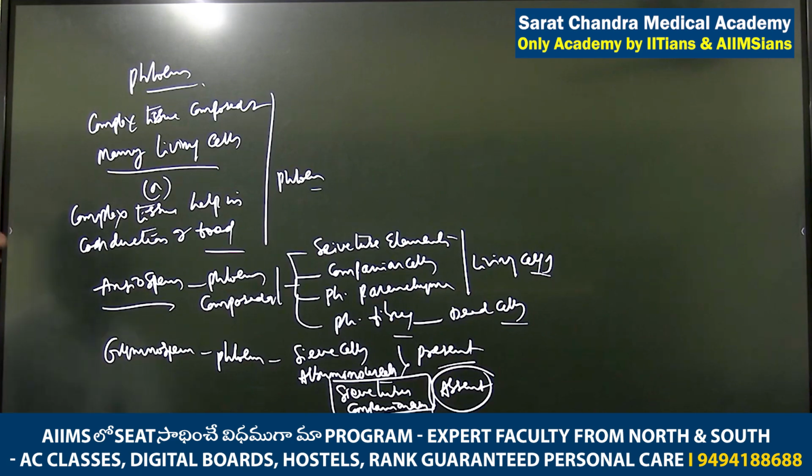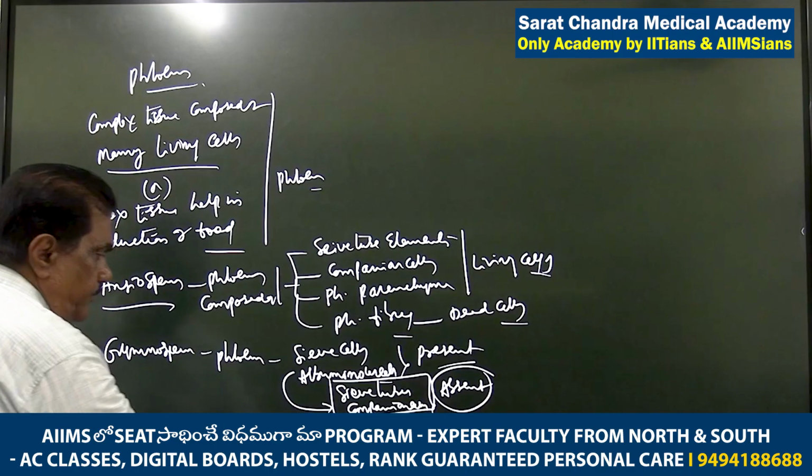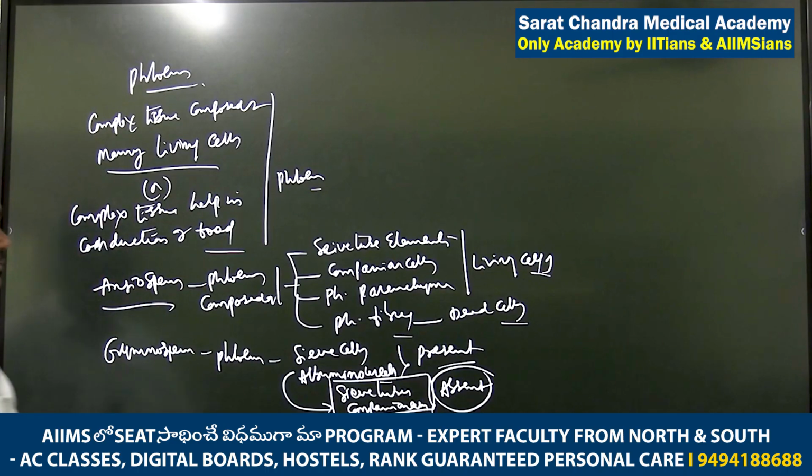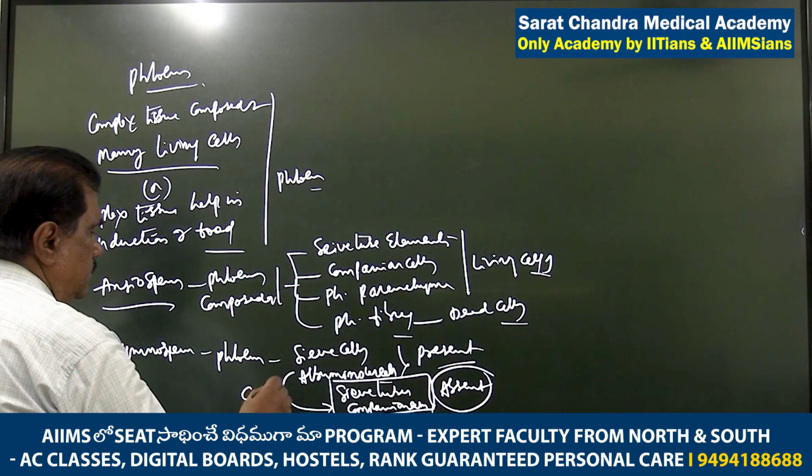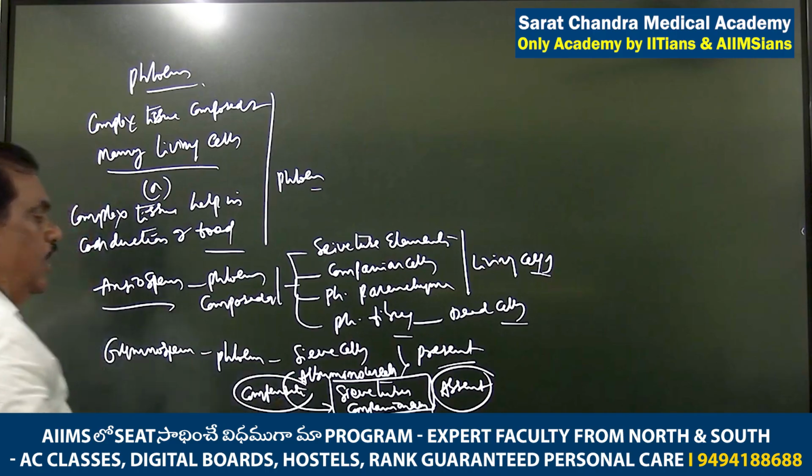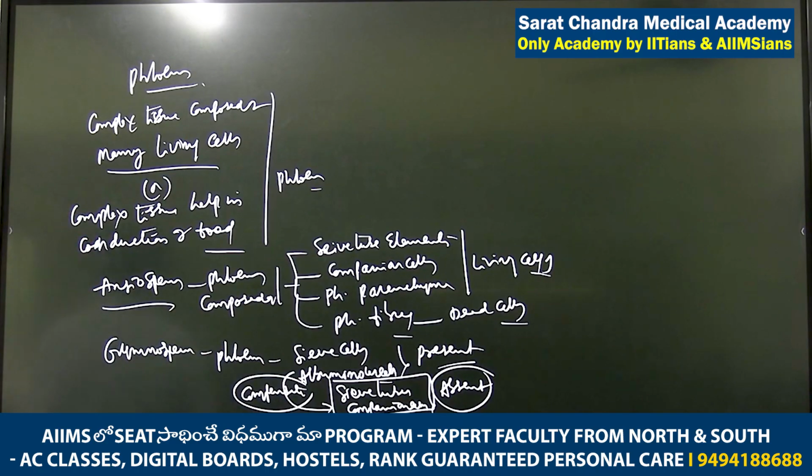In gymnosperms, albuminous cells compensate for companion cells. What is the name of the cell present in gymnosperms instead of companion cells? Albuminous cells, made up of special parenchyma cells. The companion cells are also made up of parenchyma, and albuminous cells are also made up of parenchyma. So albuminous cells compensate for companion cells in gymnosperms.